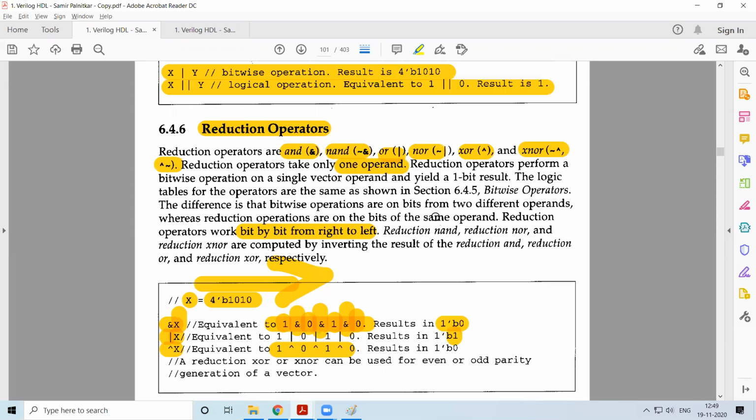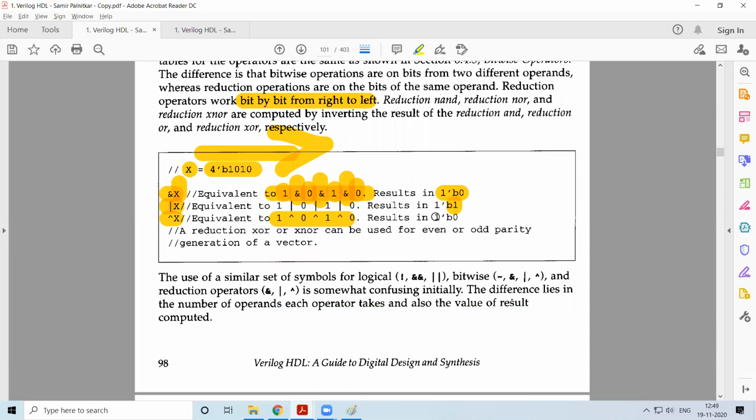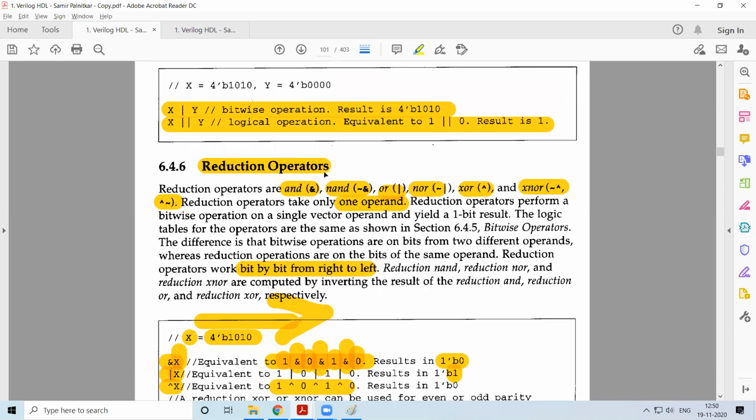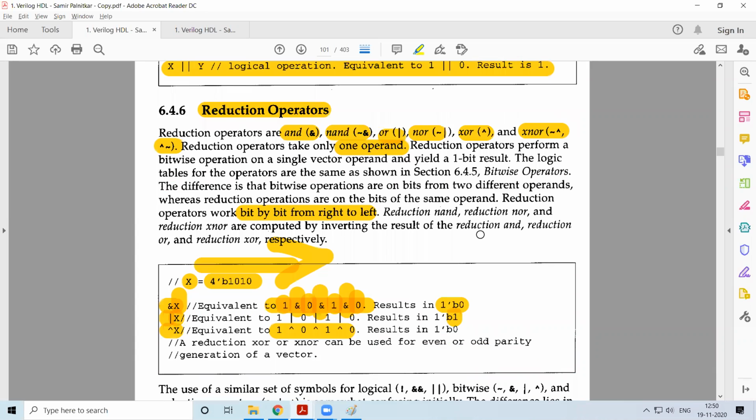This is how the reduction operators will be used. Say you want to check the parity of the bits: whether there are an even number of ones or an even number of zeros. You can go for reduction operators directly, instead of counting the bits, keeping track with a counter, incrementing if a one is encountered, and then seeing whether that counter is even or divisible by 2. Instead of doing that, you can perform this operation directly. So reduction operators are useful in such cases.